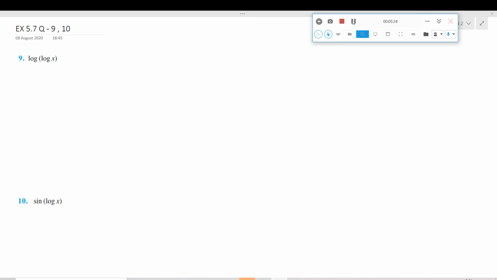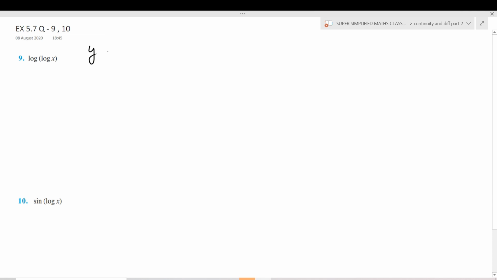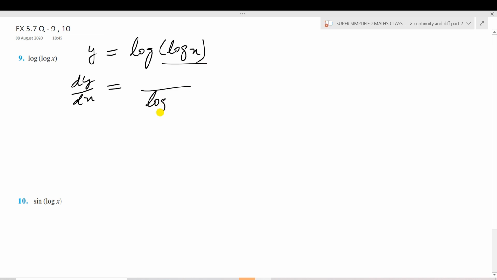Now we move to question number 9. Question 9 says that if the function y is log of log x, then you find its second order derivative. So now we differentiate it once with respect to x. So dy by dx, now log of log x, it becomes 1 upon log x into derivative of log x will be 1 by x. So we have differentiated it once. Now we have to differentiate it again.